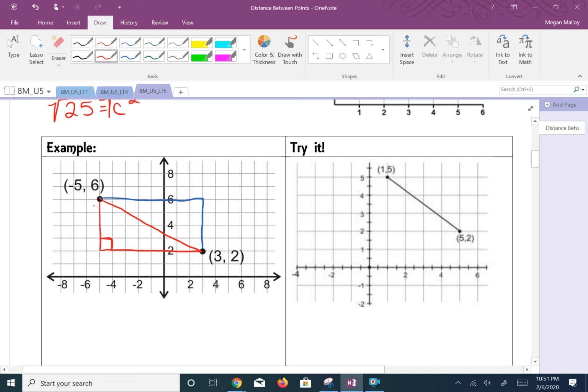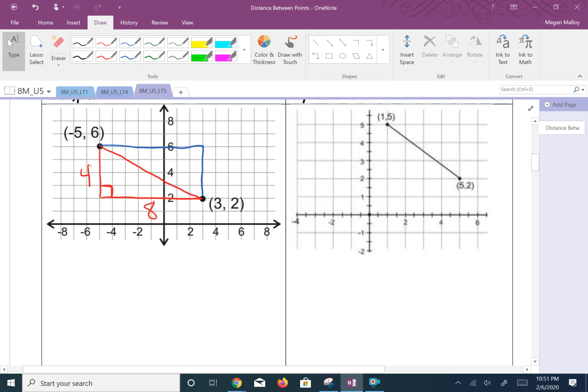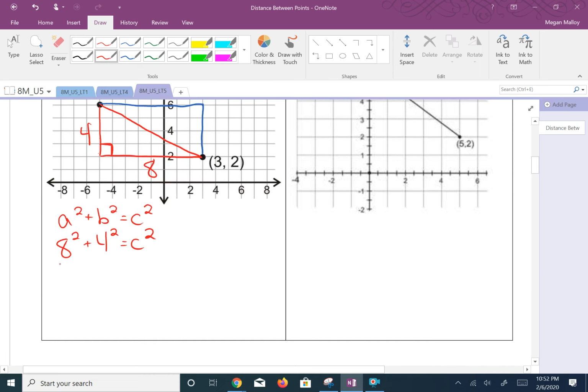So if I find out the length of one of my legs, 1, 2, 3, 4, and then the length of my other leg, which is 8, I can then use my Pythagorean theorem, a squared plus b squared equals c squared, to find the distance between those 2 points. So 8 squared plus 4 squared equals c squared. 8 squared, remember, is 8 times 8, which is 64, plus 4 times 4, which is 16, equals my hypotenuse squared.